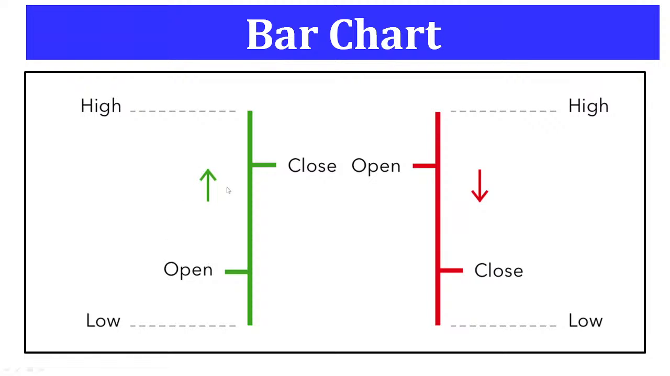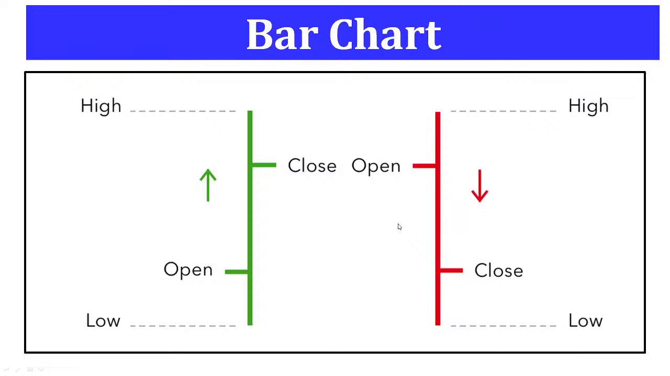Now you can also see there are two different colors to the bars. What are those? If the opening price of the stock is lower and the closing price is higher, it means that if a stock opens lower in a day at 100 rupees and closes at say 200 rupees, the bar color would be green. Similarly, if the stock opens higher and closes lower, the bar color would be red, and it tells me that the stock has fallen today.